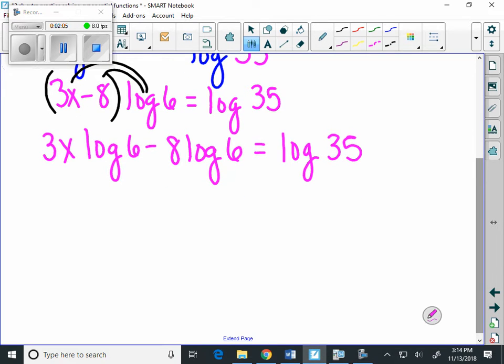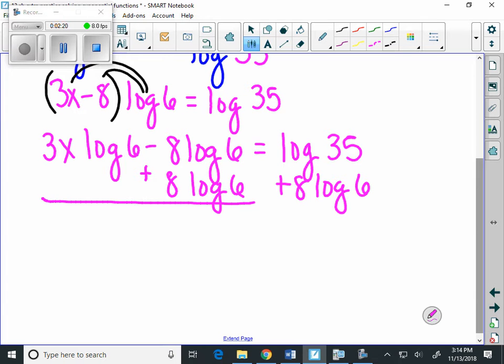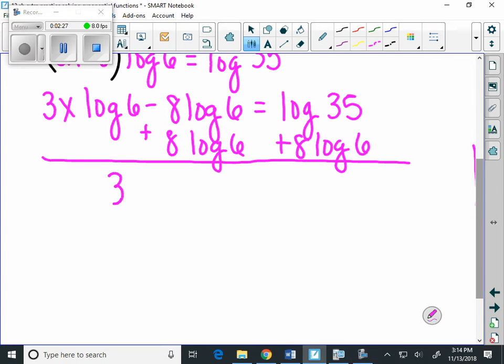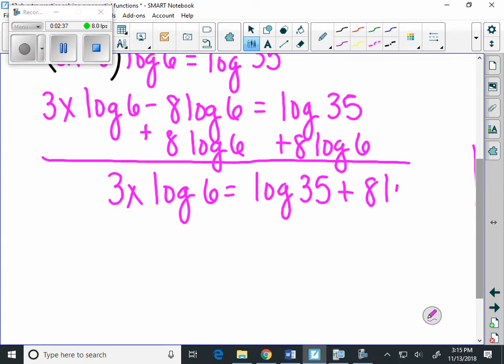And what we're trying to do is solve for x. So we want to get the x term by itself. And we're going to add 8 log 6 to both sides. So we end up with 3x log 6 equals log of 35 plus 8 log of 6.